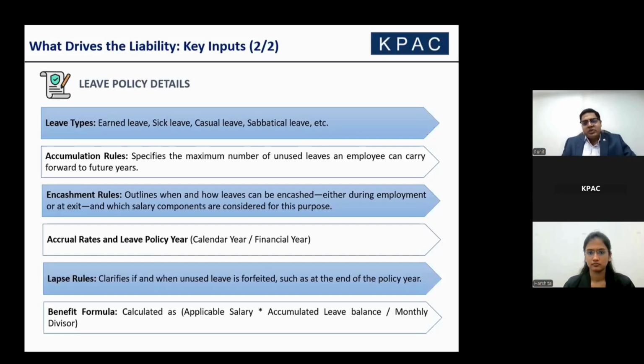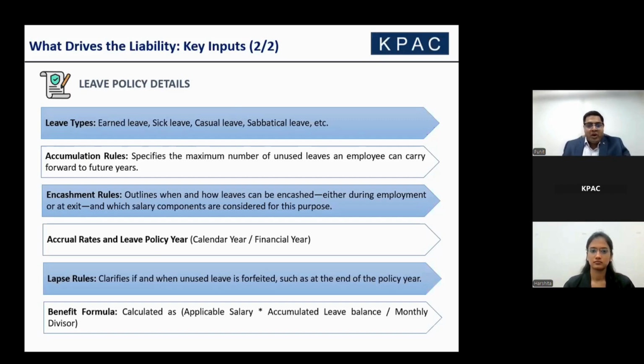Second is the accumulation rules. Now, this specifies the maximum number of unused leaves an employee can carry forward. This cap is critical as it limits the total potential liability. Next is the encashment rules. It outlines precisely when and how leaves can be encashed, whether it's during employment or upon exit, and critically, which salary components are considered for this purpose. Is it the basic salary or a different component?